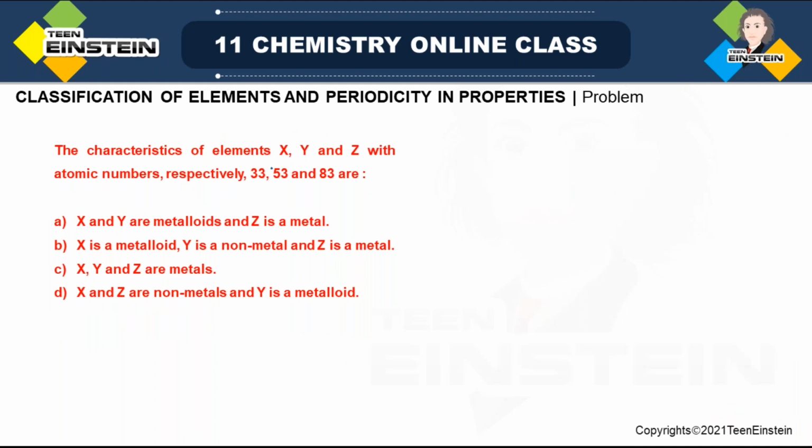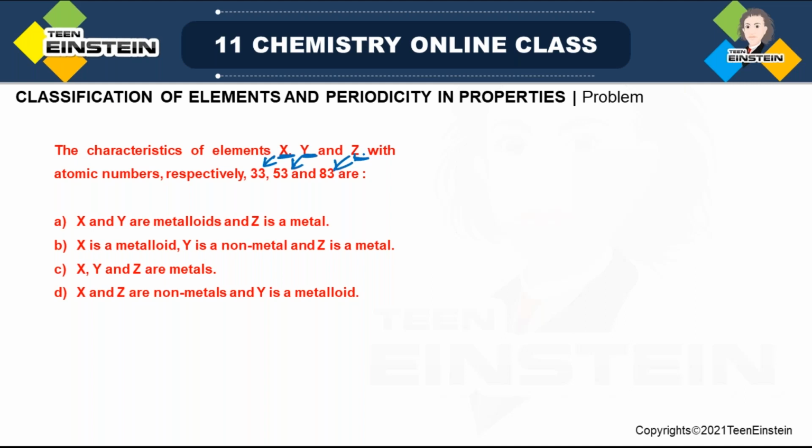The characteristics of elements X, Y, Z. Three elements are given, and atomic numbers are also given. For X it is 33, for Y it is 53, for Z it is 83. Different statements are there. In one, X and Y are said to be metalloids and Z is a metal. In option B, only X is a metal, Y is a non-metal, Z is a metal. The three have different characteristics. Option C says that all are metals.